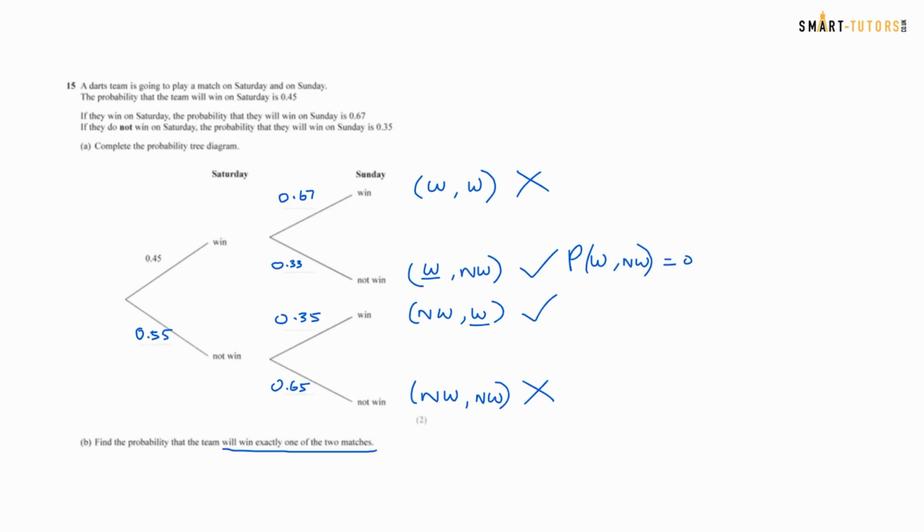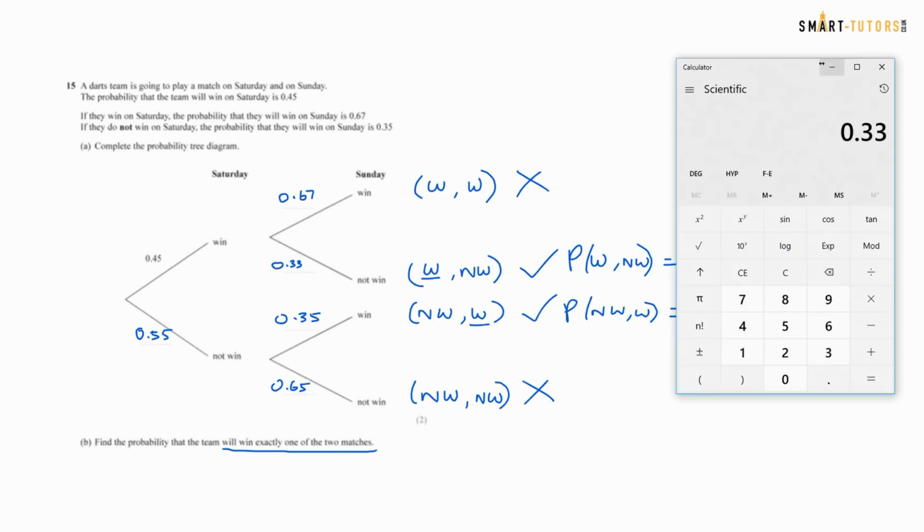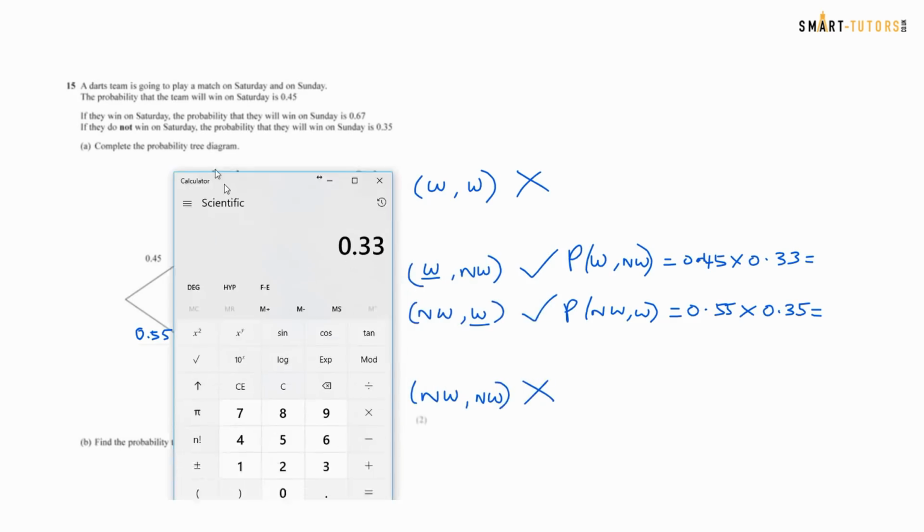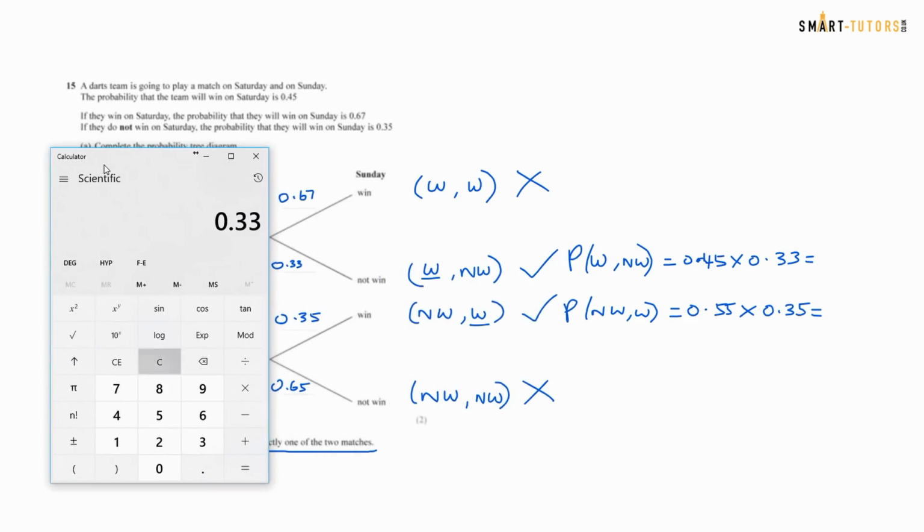So basically the probability of win, not win is 0.45 times 0.33, then the probability of not win is 0.55 times 0.35. So we need to do a little multiplication.